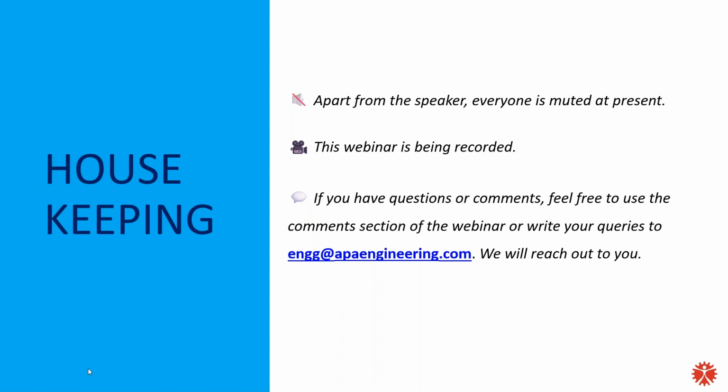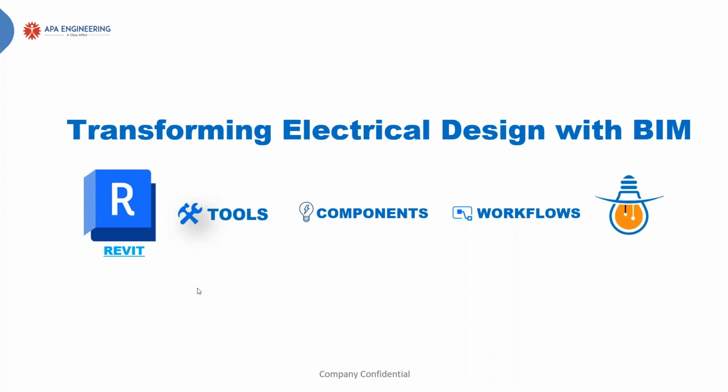So today's webinar will focus on transforming electrical design with BIM, enhancing project outcomes with Revit: Revit tools, components, and workflow. So before we dive into the session, I would like to invite Anantha Krishnan, our project manager and head of plant engineering department, who has been with us at APA for over 10 years, to introduce APA engineering and walk through the upcoming slides. Anantha Krishnan, over to you.